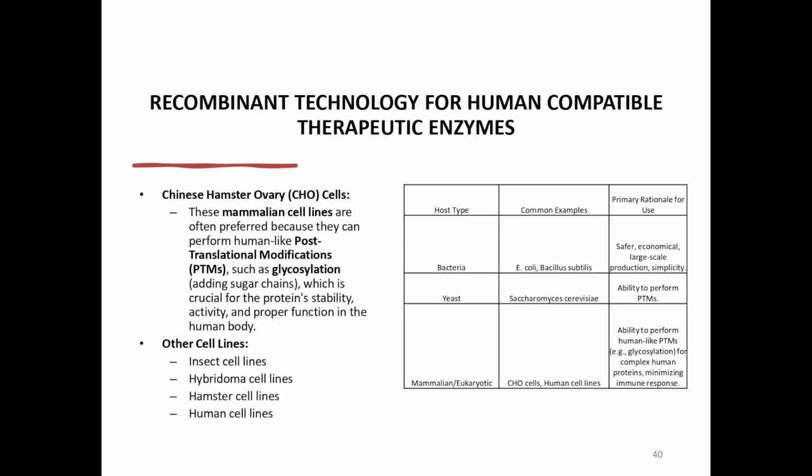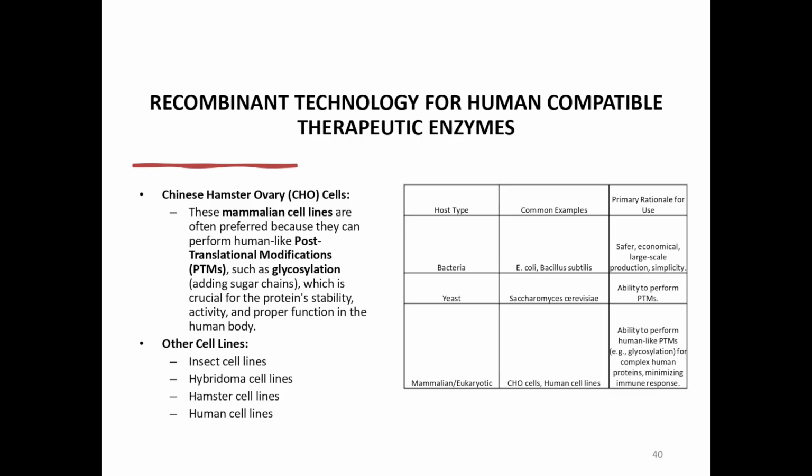Recombinant technology is essential for creating human-compatible therapeutic enzymes. Chinese hamster ovary, or CHO cells, are often preferred among mammalian cell lines because they can perform human-like post-translational modifications, such as glycosylation, which is crucial for the protein's stability and proper function in the human body.